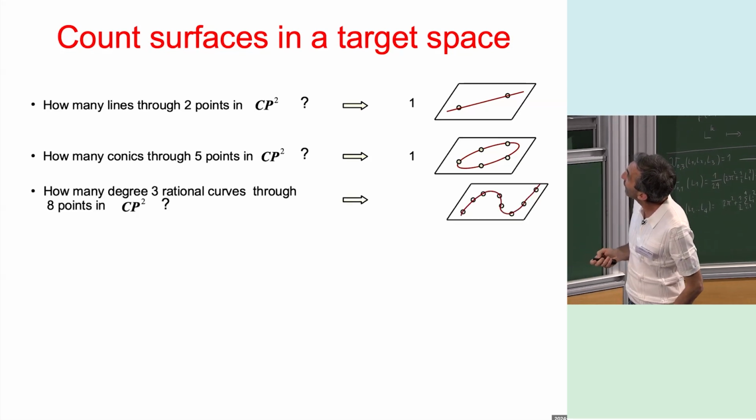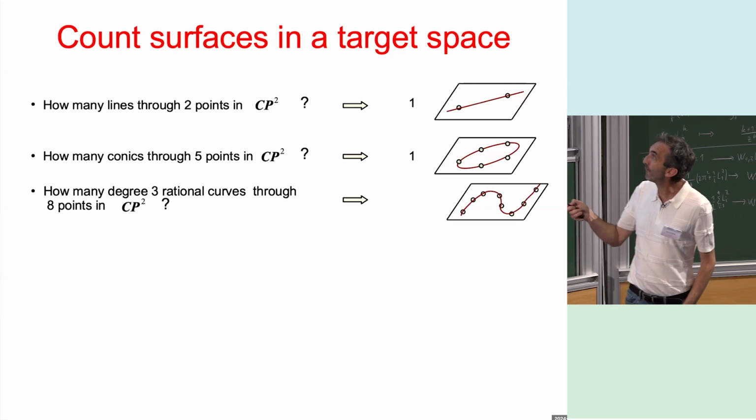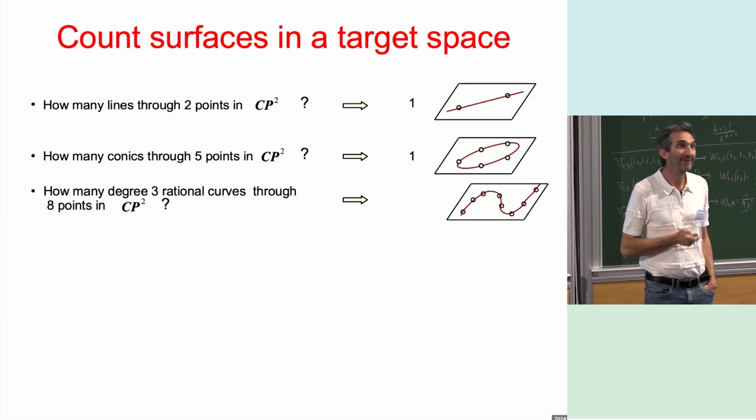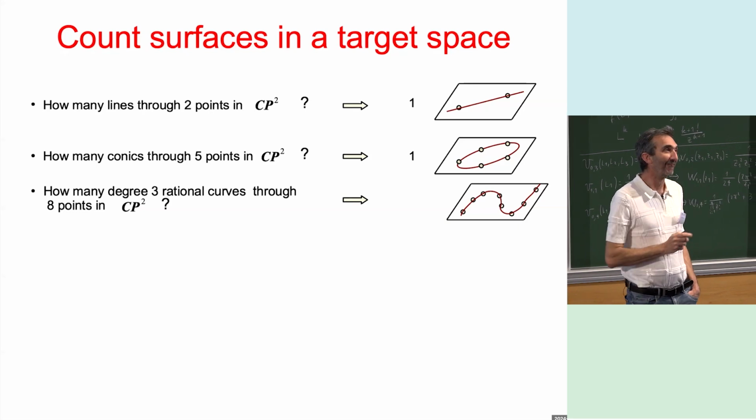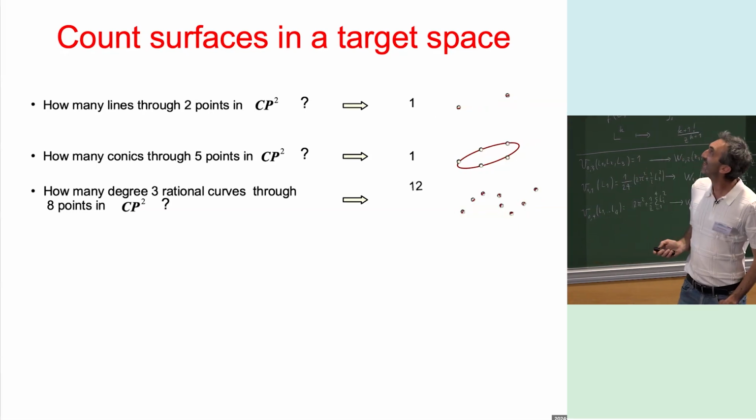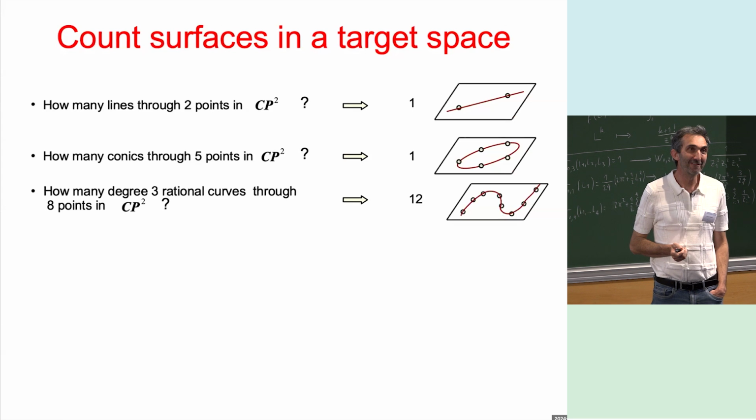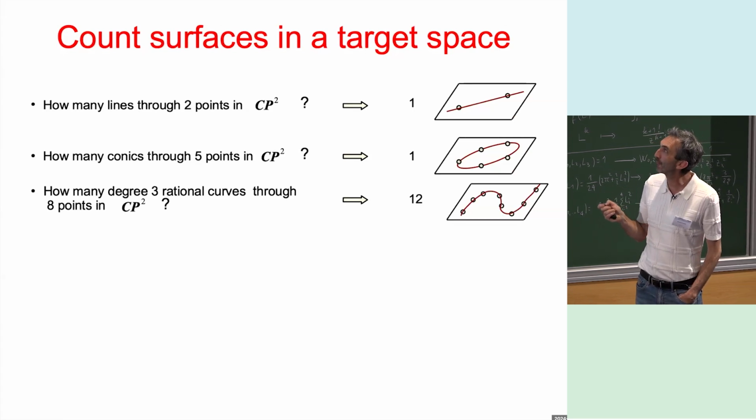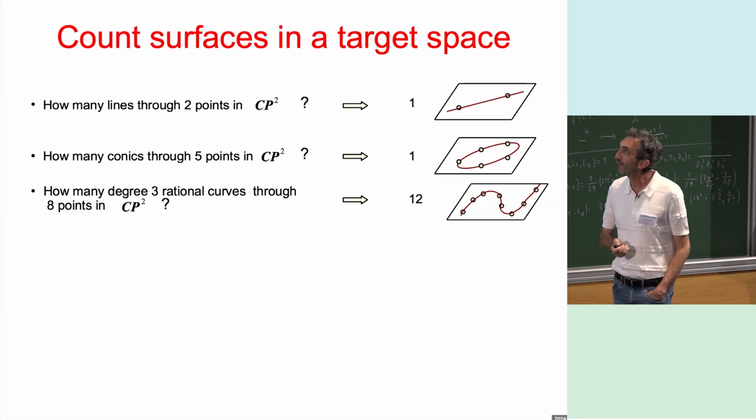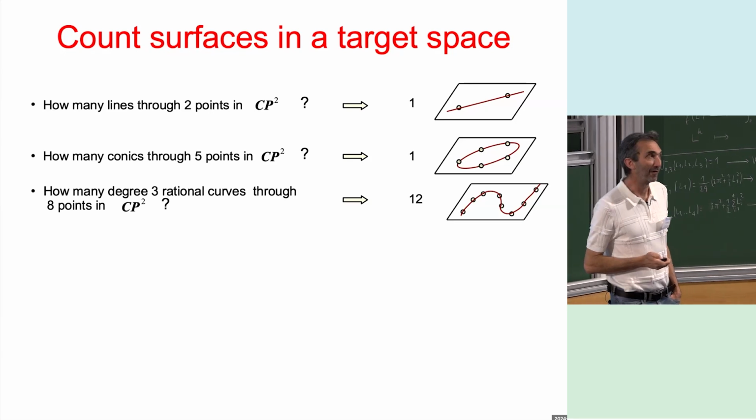And how many rational curves of degree 3 through 8 points? Okay, this one probably you don't know. The answer is 12. There are exactly 12. If you take 8 points in generic position, there are 12 degree 3 rational curves that can go through them.